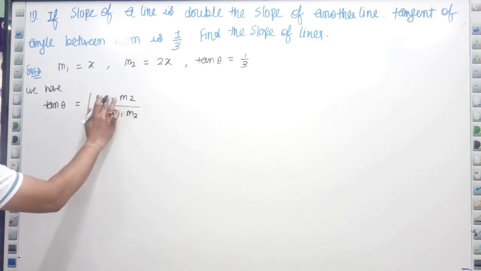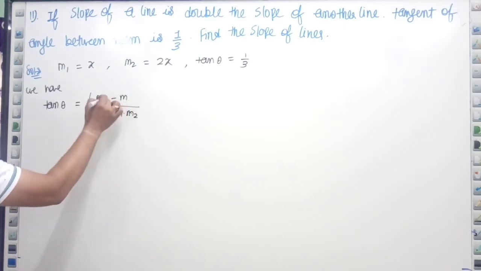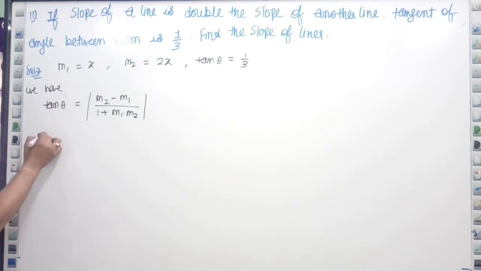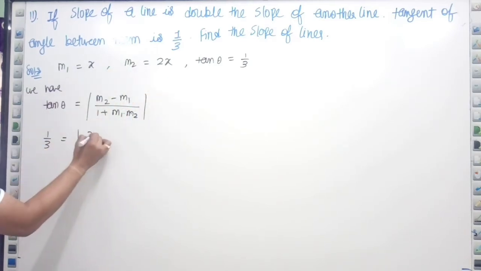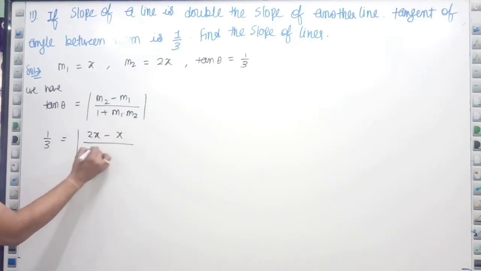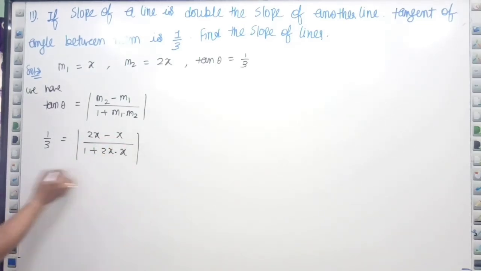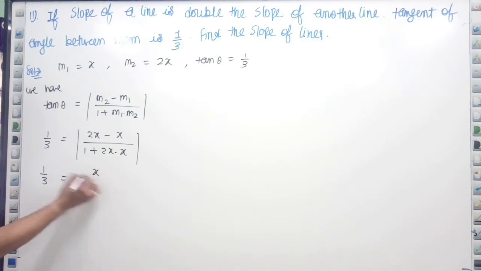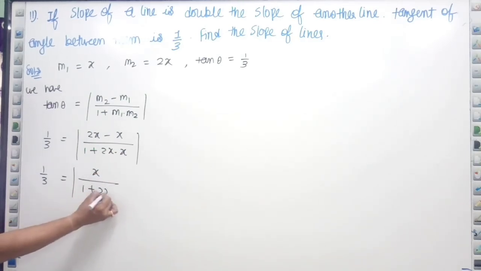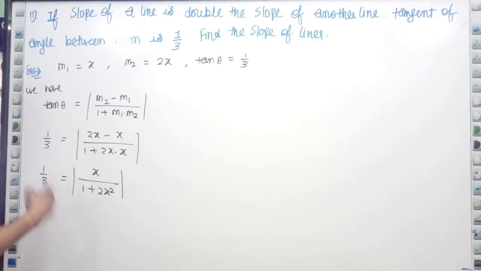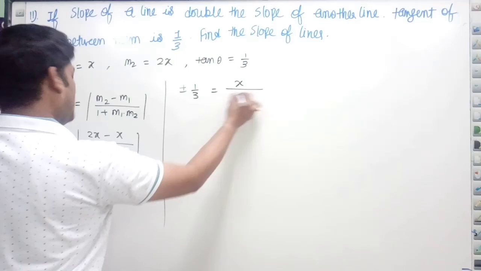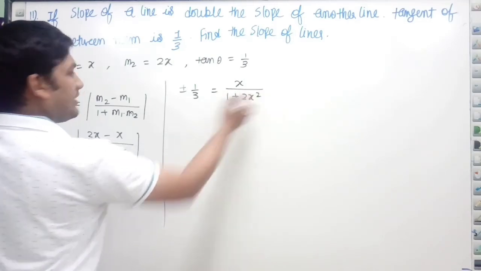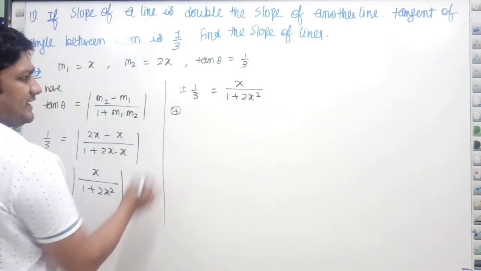या फिर m2 minus m1 लिख दो, कोई दिक्कत नहीं है. m1 minus m2 लिखो, m2 minus m1 लिखो. tan theta is 1 by 3, m1 minus m2, that is x minus 2x upon 1 plus x into 2x, है ना? So 1 by 3 equal to mod of x upon 1 plus 2x square. Now if I remove the mod sign, I will be having plus minus 1 by 3 equal to x upon 1 plus 2x square. Right? I am taking positive sign.